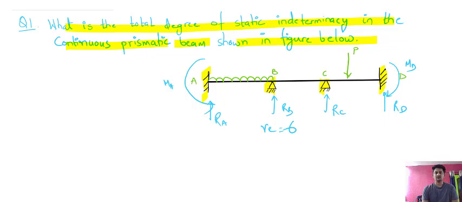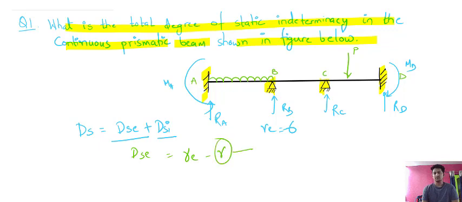He is asking us to calculate the total degree of static indeterminacy. The total degree of static indeterminacy is DS equals external plus internal. First you calculate the value of external, then you calculate the value of internal. The formula of DSE, external, is Re minus the number of equilibrium equations. The number of equilibrium equations here will be summation Fy equals 0 and summation Mz equals 0. So there will be only two equilibrium equations in the vertical loading case.